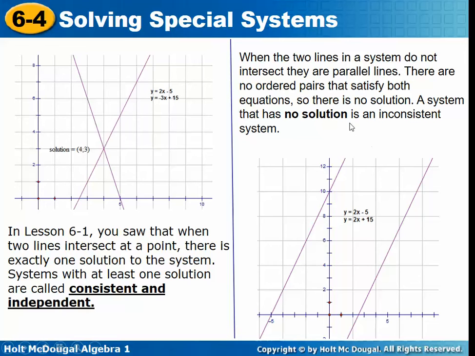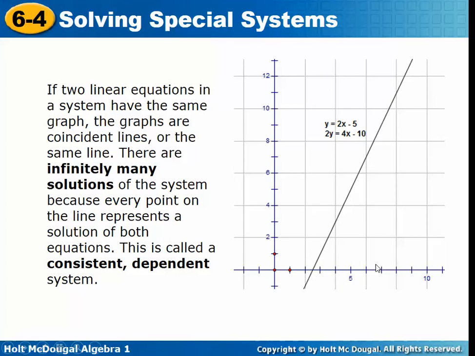If you have two parallel lines, we call this inconsistent. There is no solution. They will never intersect. And the third thing that can happen is that you have two lines graphed on top of each other. You can't even see that there's two lines here, but I graphed both of these equations, and they ended up being the exact same line. This is called a consistent dependent system.